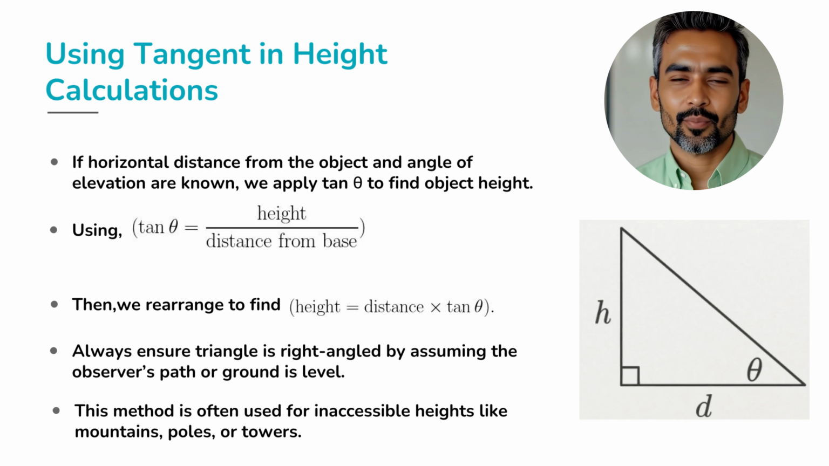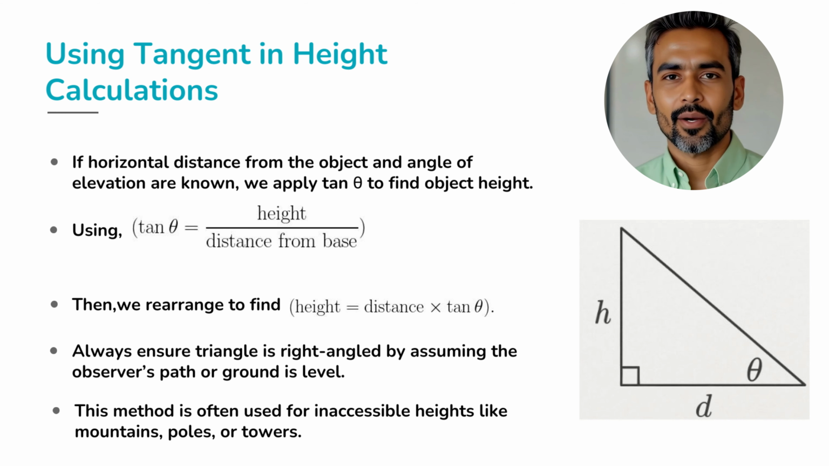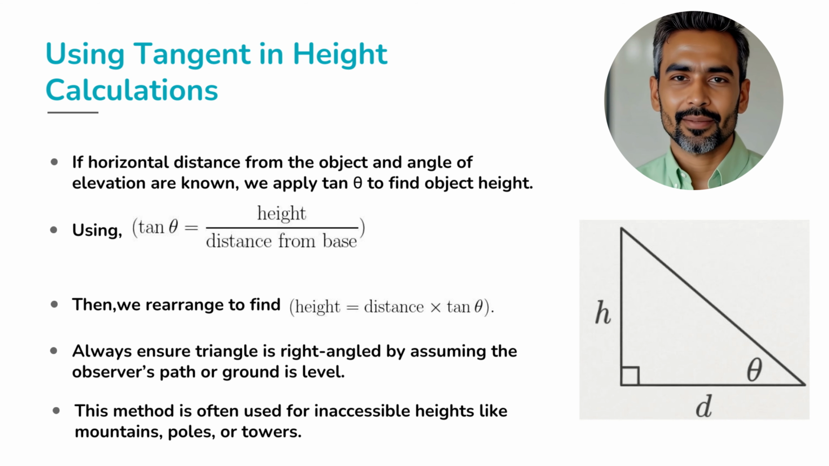One very important note: to use this correctly, the triangle must be right-angled, which means the ground or the path where you stand should be level, horizontal. This method is brilliant for finding the height of places or objects that are inaccessible, like tall mountains, poles, or towers, where direct measurement is impossible or unsafe. Keep a mental image of a triangle showing base distance d, height h, and angle theta. Isn't it amazing how such a simple ratio can give us the height just from a ground measurement and angle? Excellent beta, you're getting it.